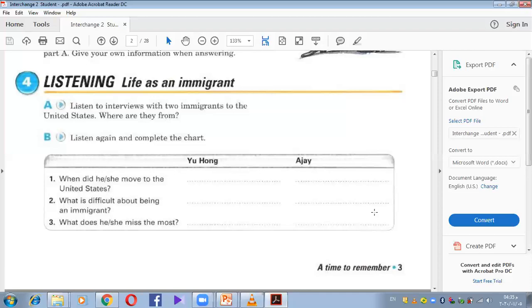Uh-huh. And what was it like when you first came here? Was it difficult? Yeah, it was at times. The main difficulty I had was with the educational system. Things are very different here. Teaching methods, everything is very different from what I was used to in India.